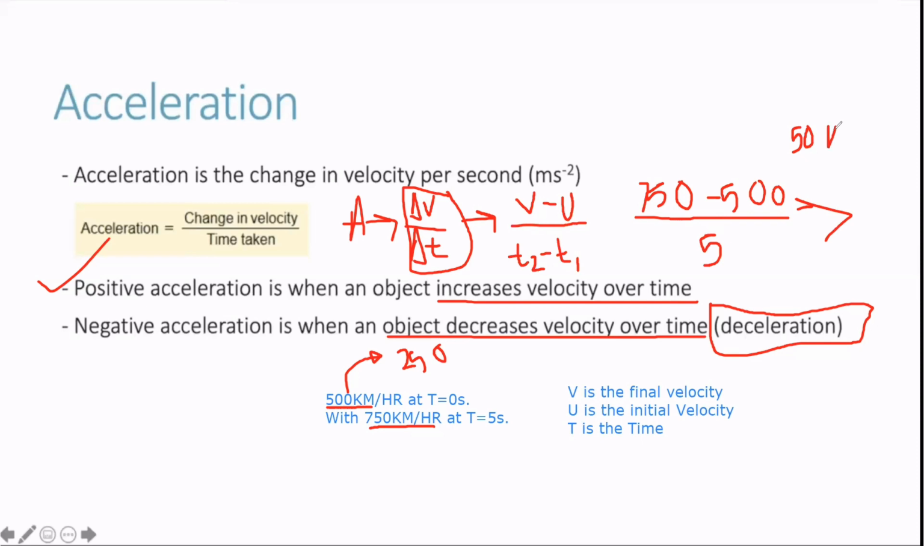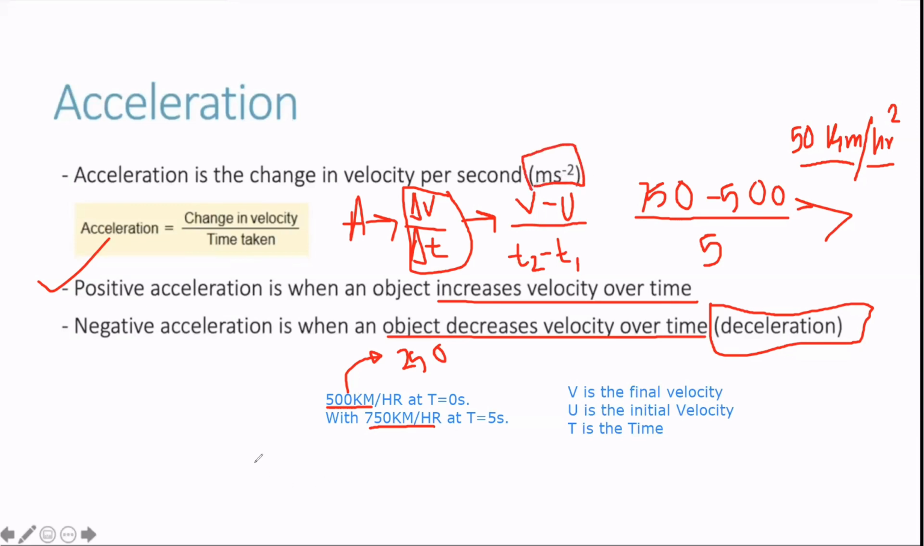Now let me tell you why it would be 50 kilometers per hour square. I'll also be teaching you how to convert kilometers per hour to meters per second, as there are a few tricky questions where you are given a few quantities in kilometers and others in seconds, and then they ask you to give the answer in meters per second, which is the standard unit. So the standard unit for acceleration is meters per second square.